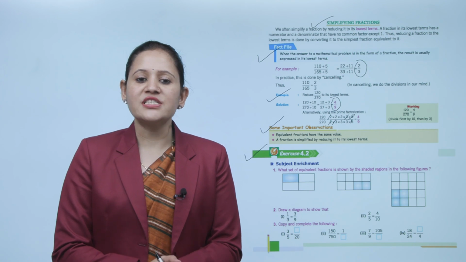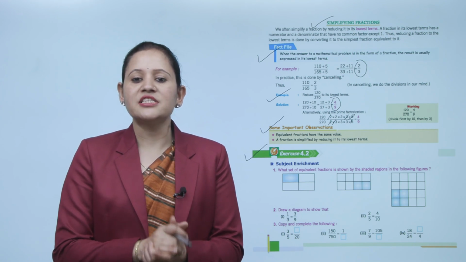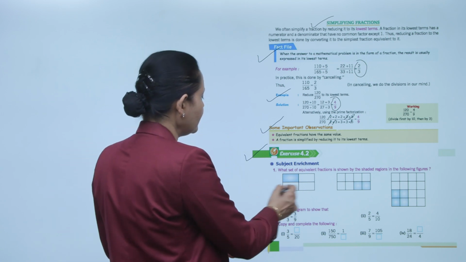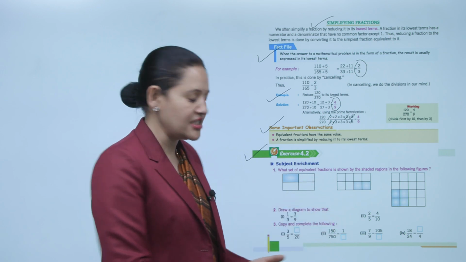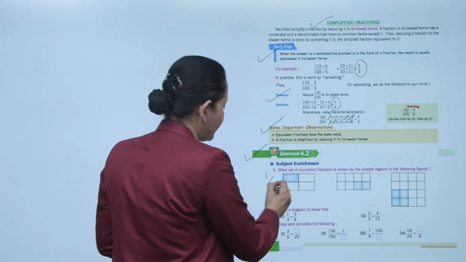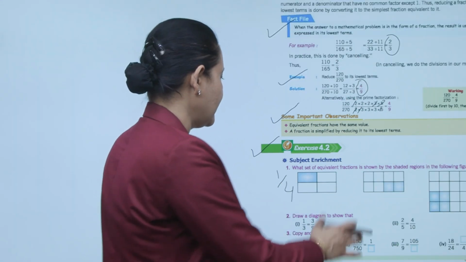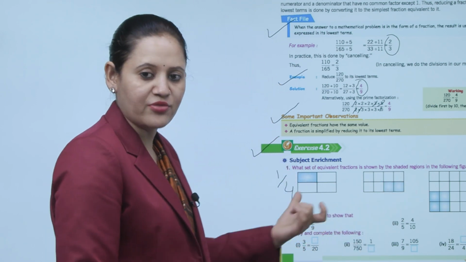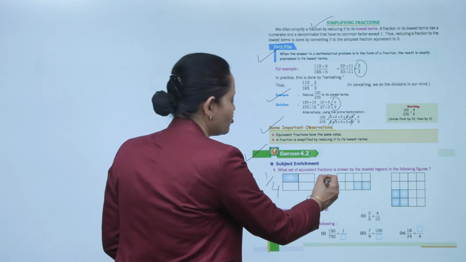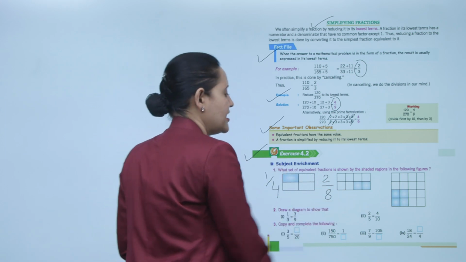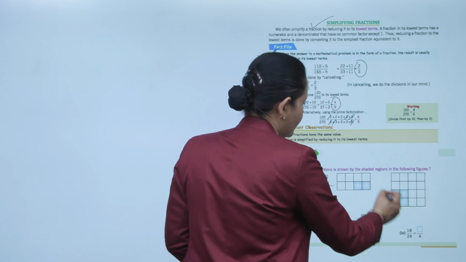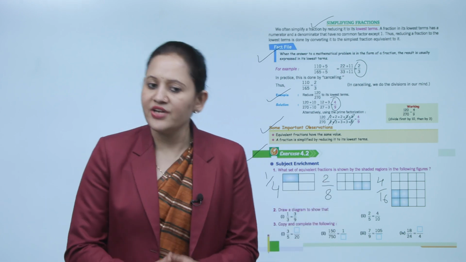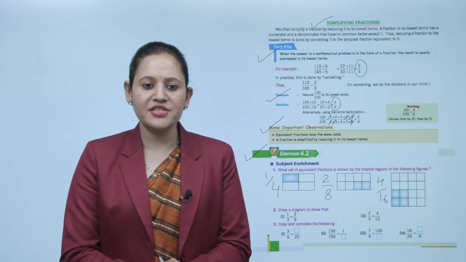Subject enrichment. What set of equivalent fractions is shown by the shaded region in the following figure? In the first one, there are 4 equal parts, out of that 1 is shaded, so it will represent 1 by 4. Here 1, 2, 3, 4, total 8 equal parts, out of that 2 are shaded. Here it will represent 2 by 8, and here it is representing 4 by 16. All these are equivalent fractions. Clear? So, practice all the questions of this exercise.